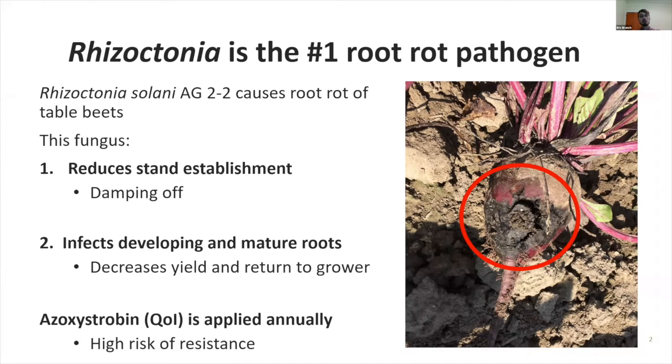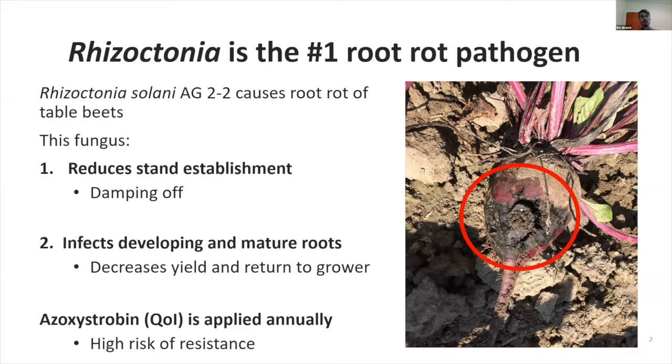Rhizoctonia solani AG group 2.2 causes root rot of table beets, and this fungus is a problem throughout the season. It reduces stand establishment and causes damping off, and also continues to infect developing and mature roots, which decrease final marketable yield as well as limit the prices and the payments made to growers.